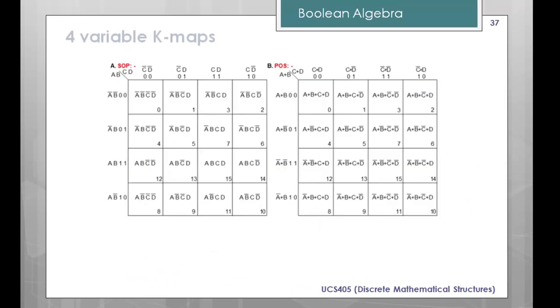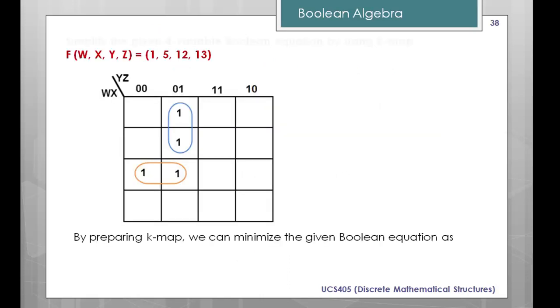Next is using SOP form as well as POS form. If we are using the SOP form, then the product is there. If we are using the POS form, then the sum is there. See the example. In the example, simplify the given 4 variable Boolean equation by using K-map.